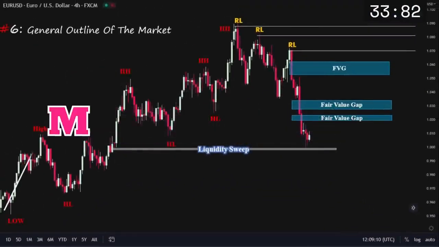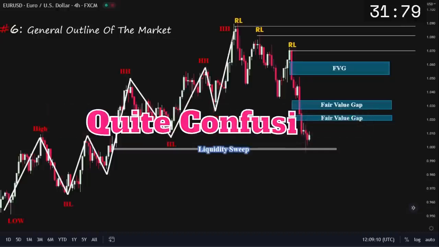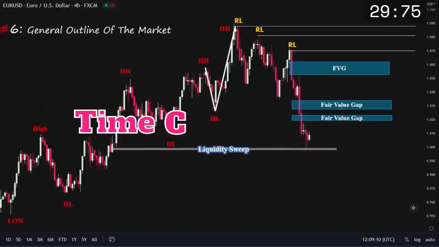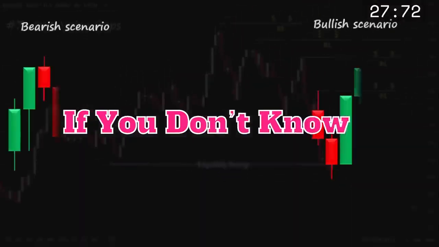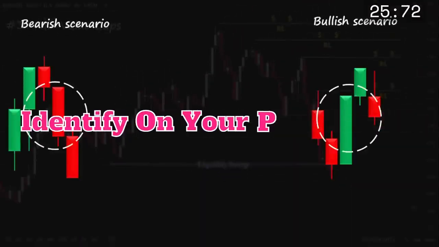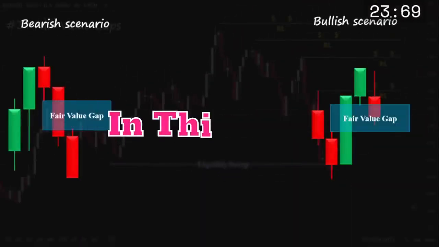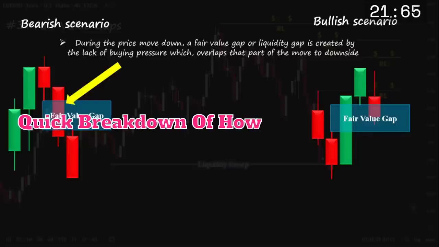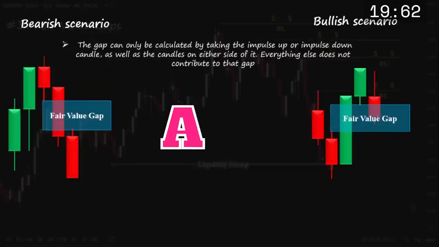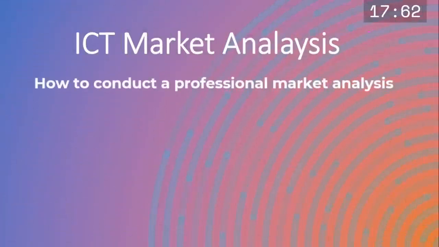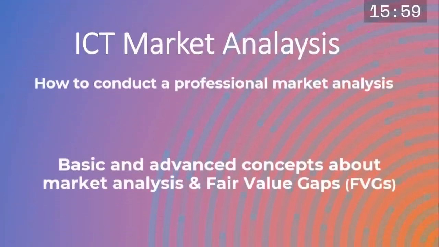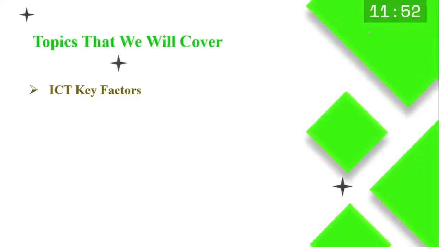Conducting a professional market analysis can be quite confusing, complicated, and really time-consuming if you don't know which key factors you need to identify on your price chart. In this video, we are going to give you a quick breakdown of how to make it easy. We will also explain the basic and advanced ICT concepts about key factors and elements that you need to identify and draw on your price chart.